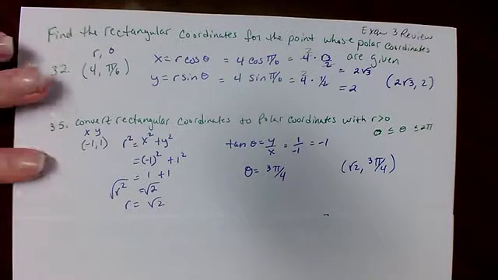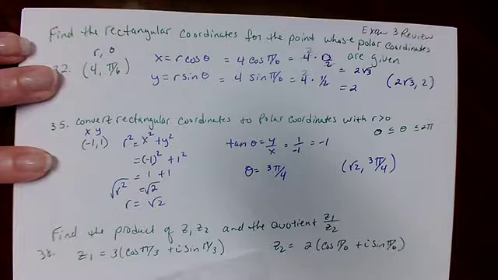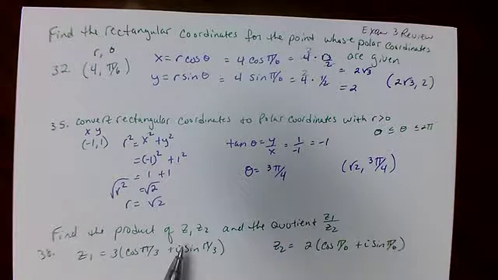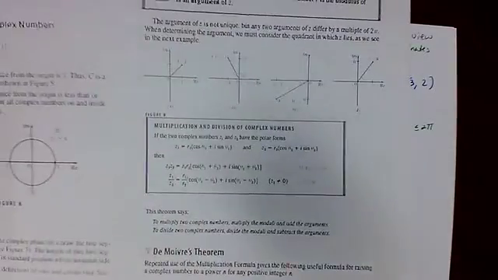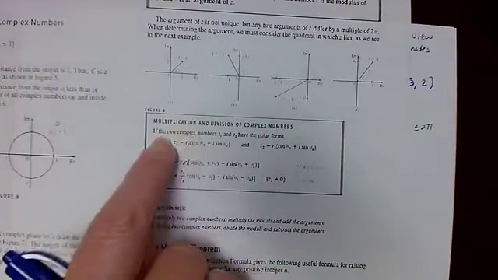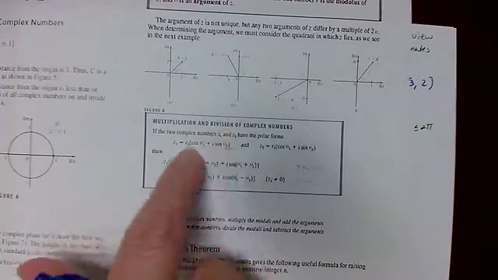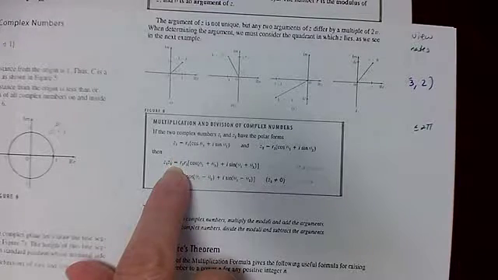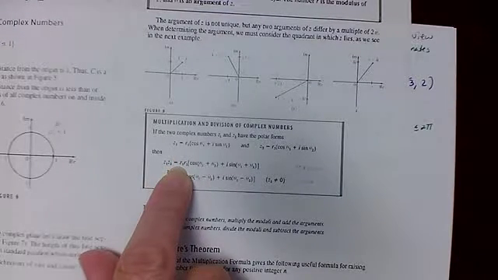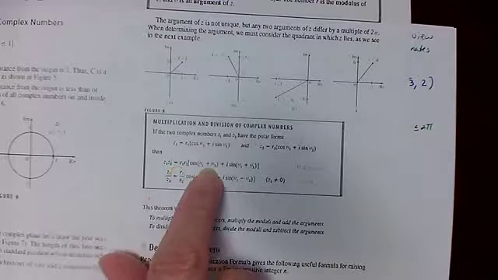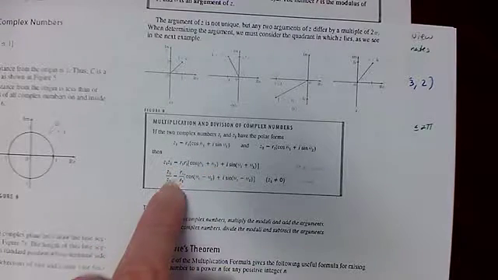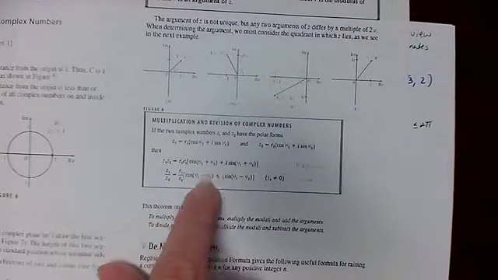Now for our last problem, we are finding the product of z1 times z2 and the quotient of z1 divided by z2. Given our z1 and our z2, we're using the multiplication and division of complex numbers here. So if two complex numbers, z1 and z2, have the polar forms, this is what we are going to use as far as our formulas, where we multiply the r's in the multiplication process and add the thetas, and in division we will divide the r's and subtract our thetas.